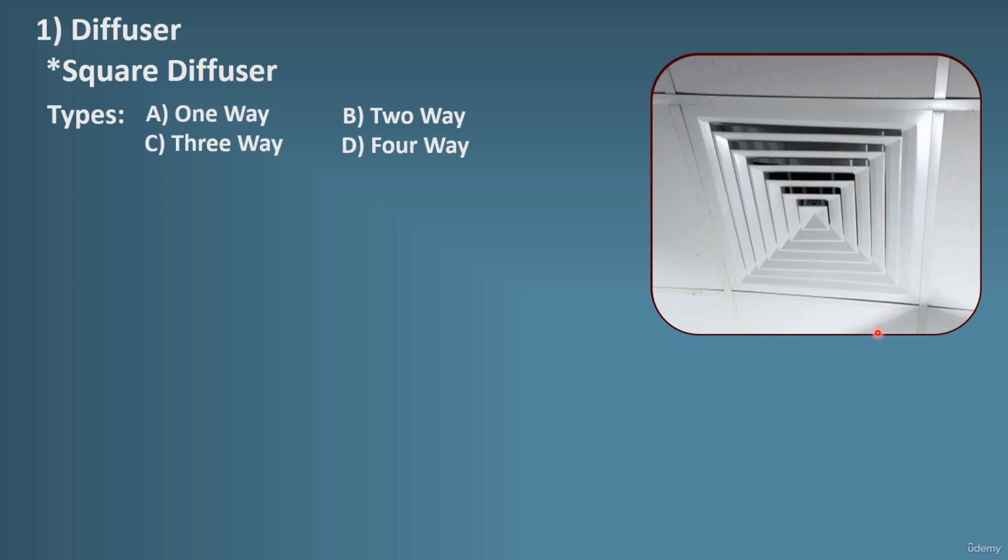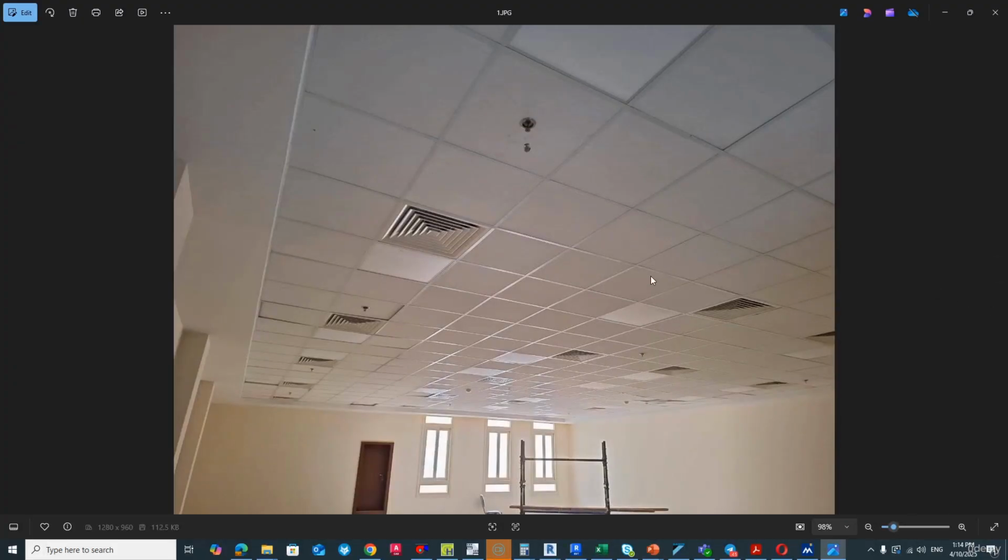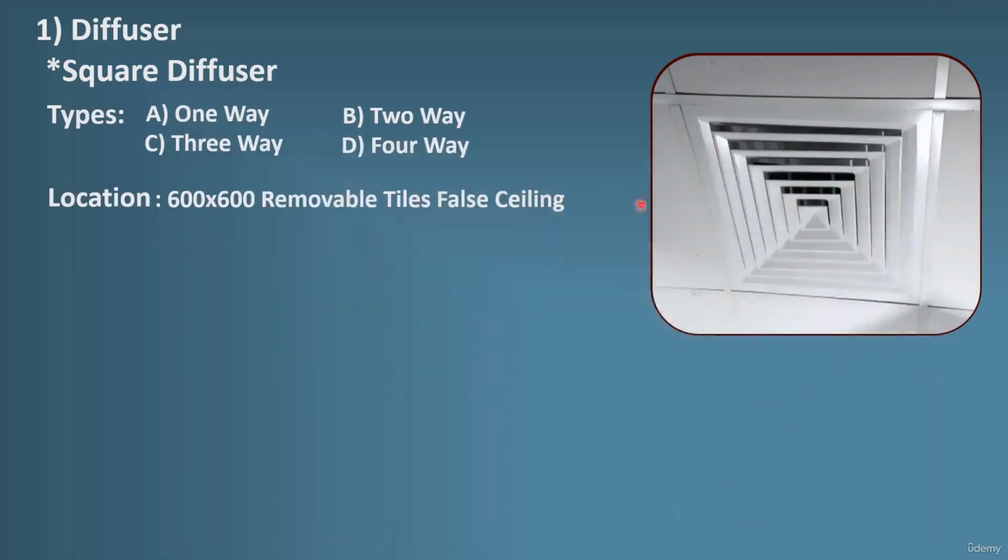Where to use square diffuser? As I said before, the first point that we have to take into our consideration when we choose air terminal is the architectural finishes. So where do we put the square ceiling diffuser? We use it in case the architectural engineers use 600 by 600 removable tiles. So we can remove one tile and replace it with a diffuser, a square diffuser.